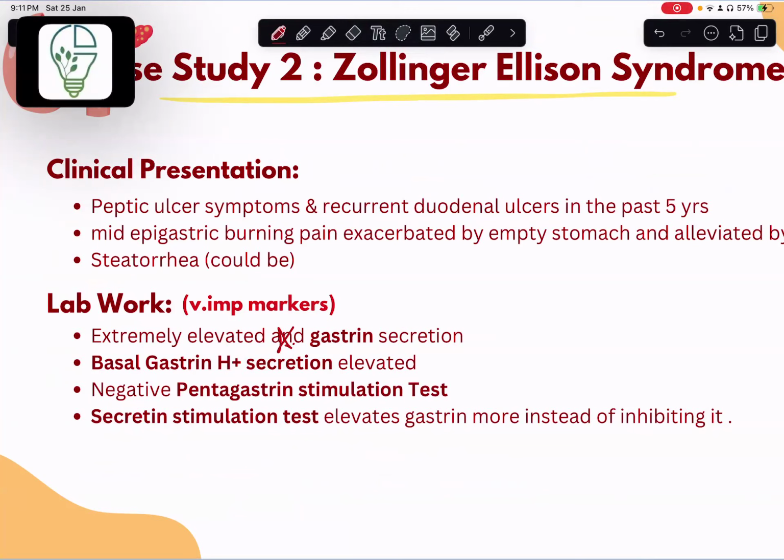The basal gastrin acid secretion is also through the roof, 10 times the normal range, which means the gastrin is causing elevated acid secretion, but because this gastrin is coming from an ectopic tissue, it's not responding to the negative feedback loop.